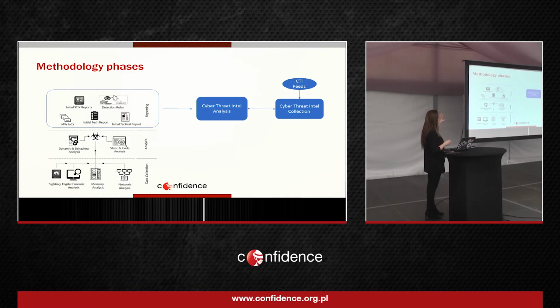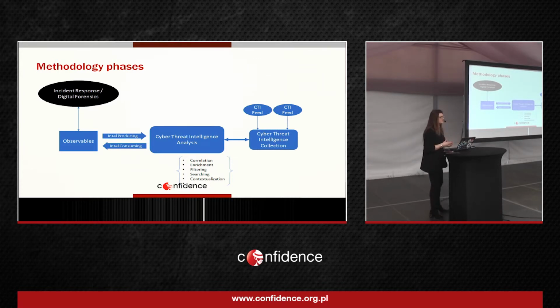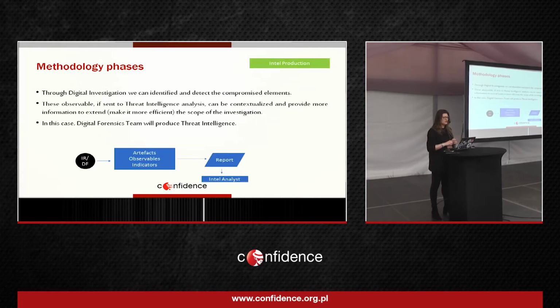So in the first part, we have the cyber threat intelligence analysis, the collection, and the feeds. But in this part, incident response and forensics, how we collect it, because we found this kind of information about intelligence consuming and producing. So we find the part of correlation, enrichment, filtering, search, and also the contextualization part. So we are starting then to merge this part with the cyber threat intelligence collection. We can identify with this kind of investigation all the compromised elements. So we can have, for example, the observable indicators and the reports with the output of intelligence analysis.